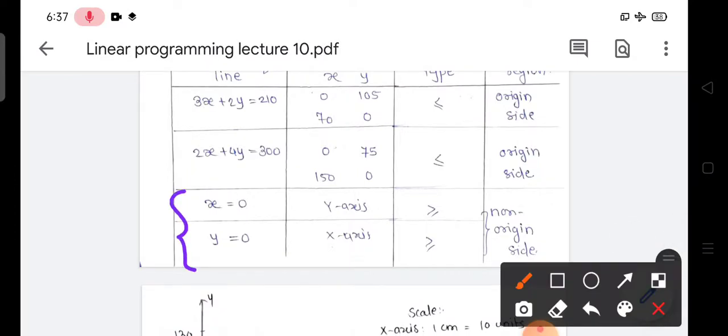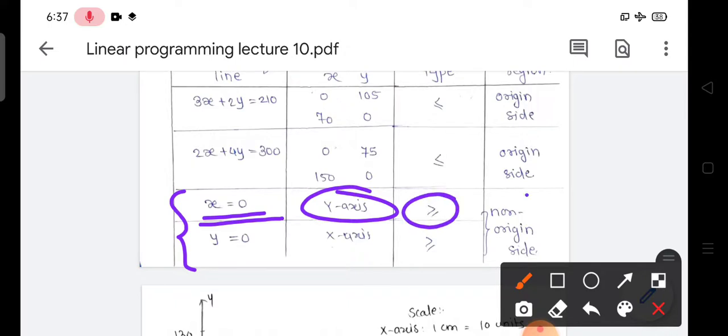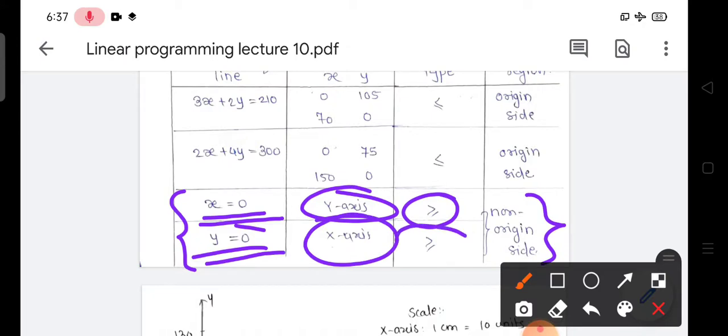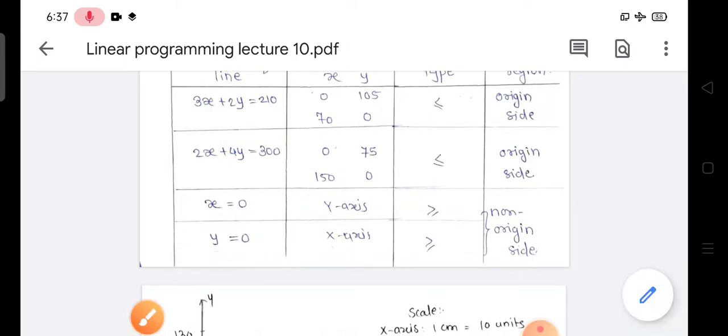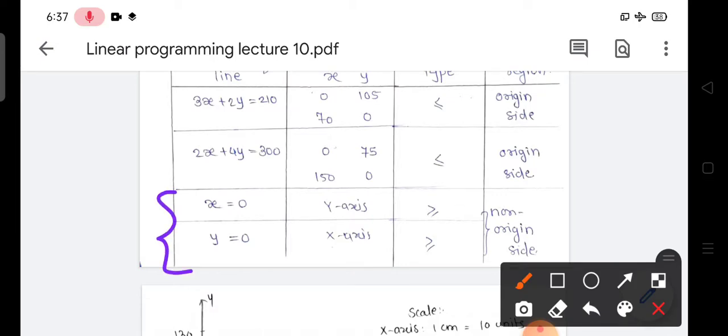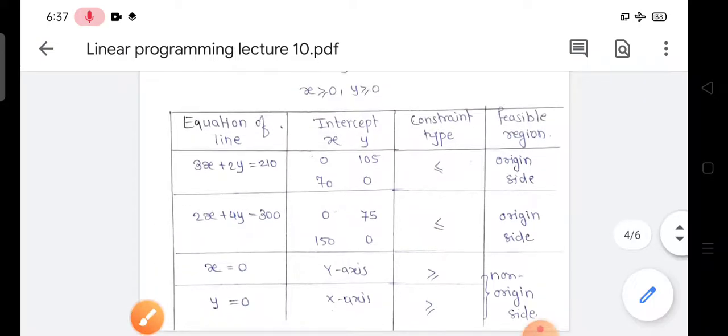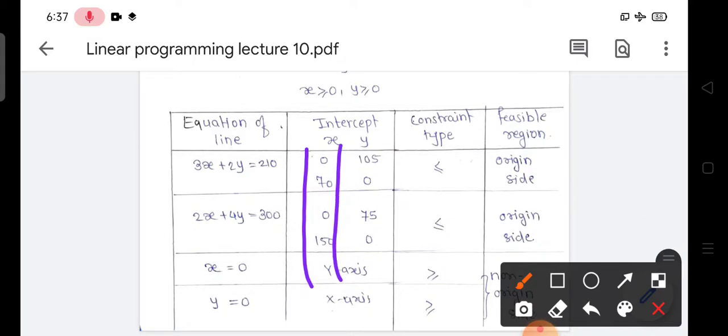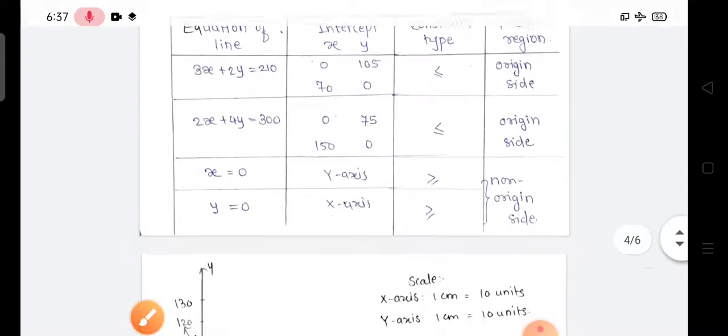And the last two terms, the non-negativity constraints: x equals 0, y-axis greater than or equal to 0, non-origin side. y equals 0, x-axis greater than or equal to 0, non-origin side. These two terms are always the same. Okay, so whatever intercepts we are getting here, just plot them on the graph.